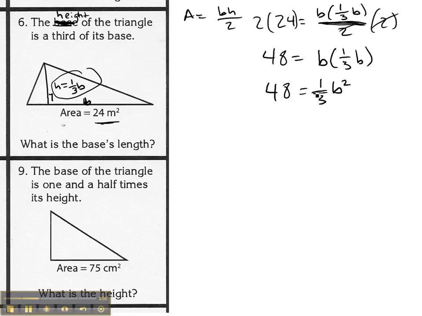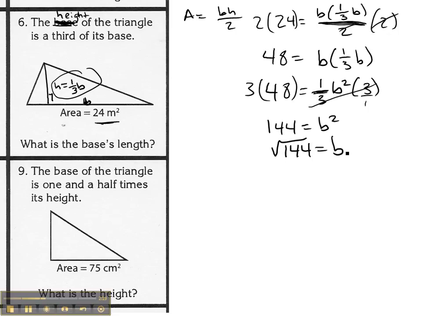Again, we're going to get rid of this division by multiplying both sides by 3, because 3 over 1 times 1/3 would cancel. Multiply this side times 3, and 3 times 48 is 144. So 144 equals b squared. So the square root of 144 would equal b, and we know the square root of 144 equals 12. So the base of that triangle is 12 meters.